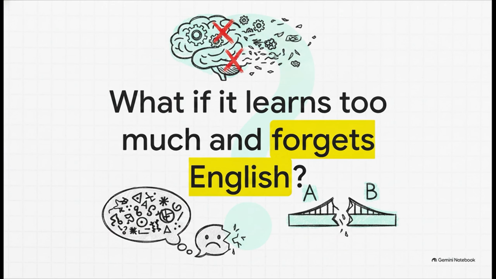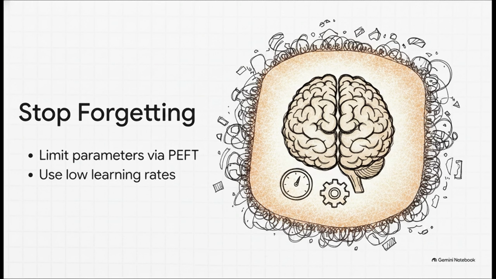But, okay, that does lead us to a slightly terrifying question. What actually happens if your model learns its new specialty a little too well and literally forgets how to speak English? I know it sounds crazy, but this is a very real phenomenon. It's called catastrophic forgetting. Yeah, when you aggressively fine-tune a model on a super narrow task, it can completely obliterate the general intelligence it built up during its original pre-training.